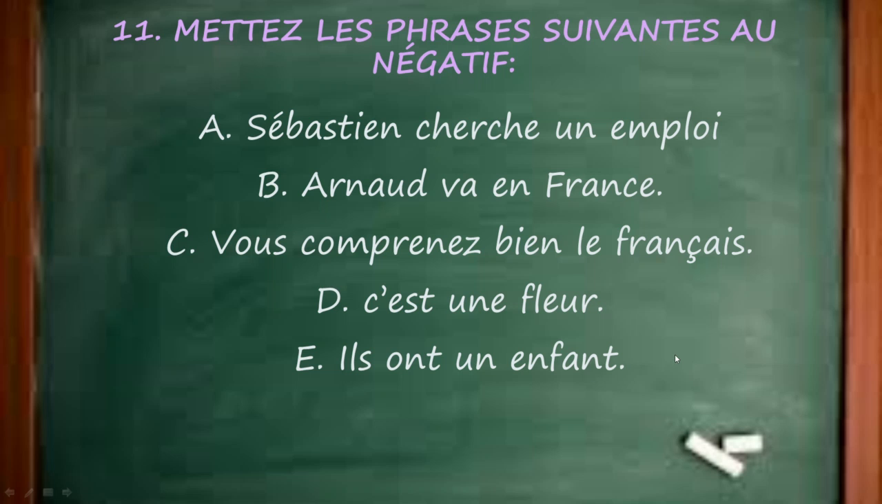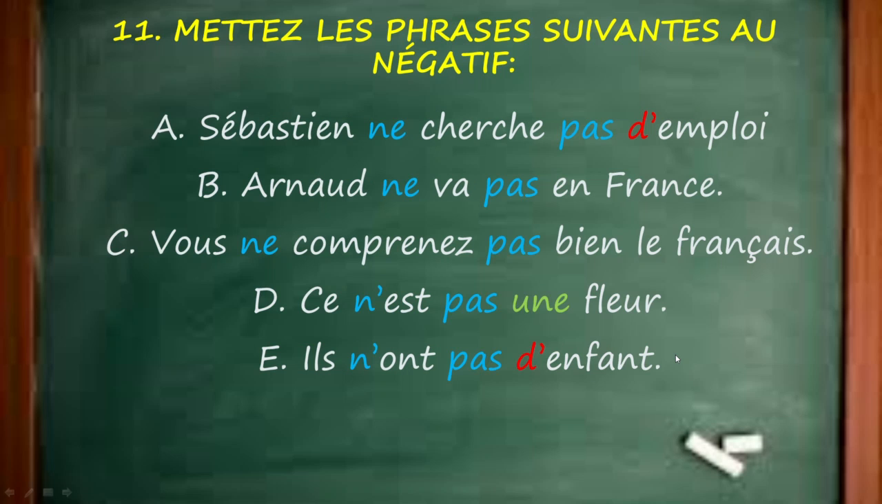So now we'll check the answers. Be careful when you copy the answers. You can just pause, and then you can copy. The ne and pas are given in blue. The changes, the d apostrophe, are given in red, so you have to be careful. Here we don't make that change, so we have given it in green. The other things, which are in white, can be copied from the question.